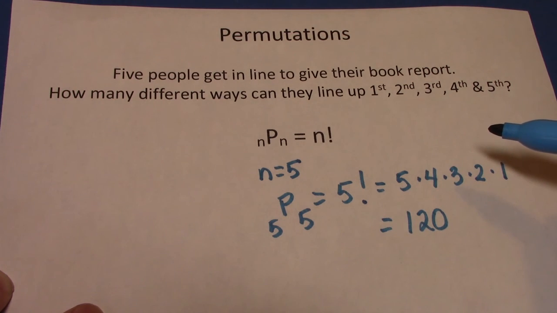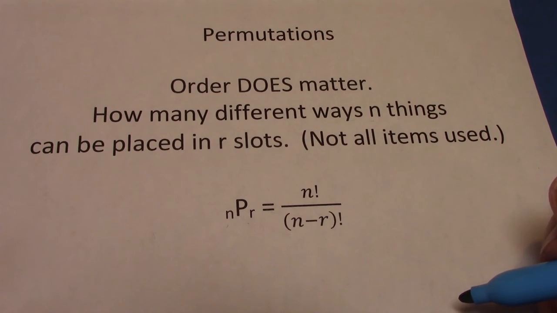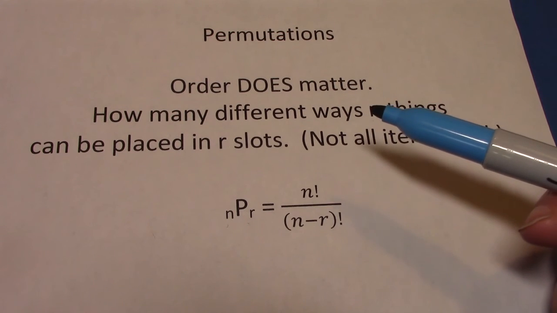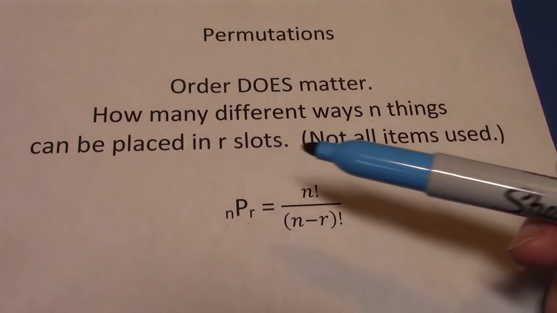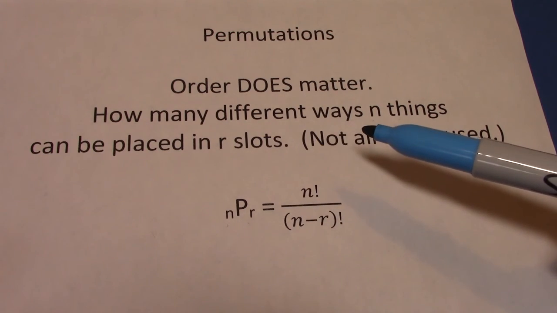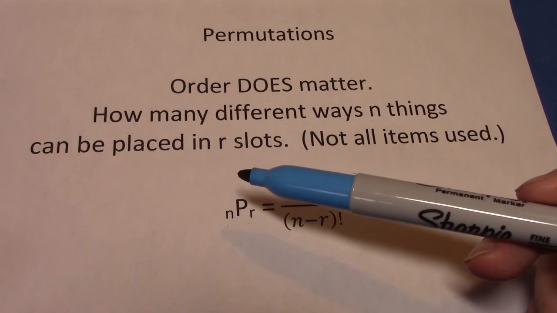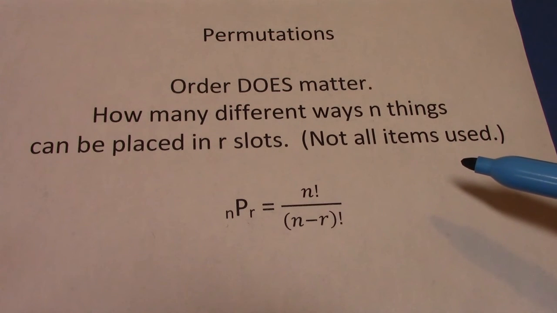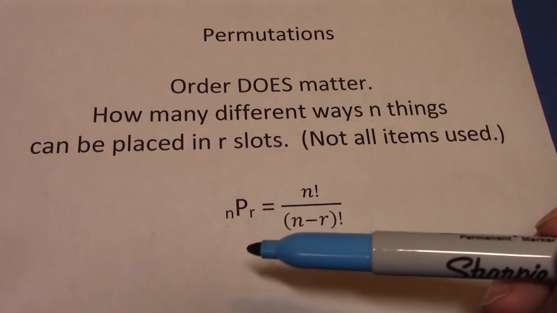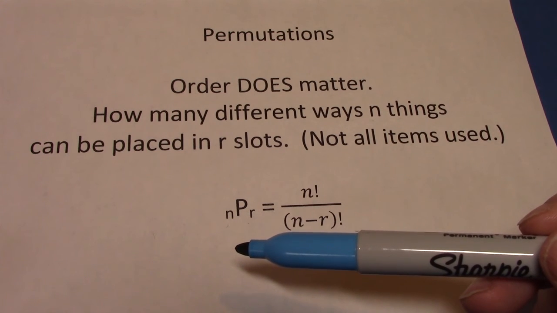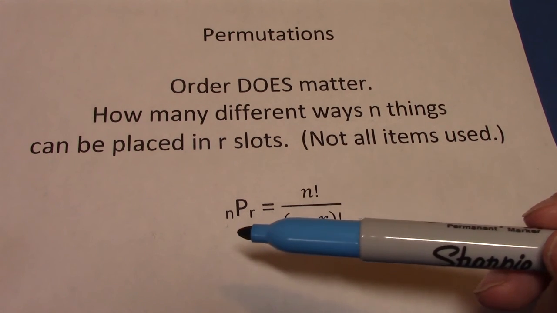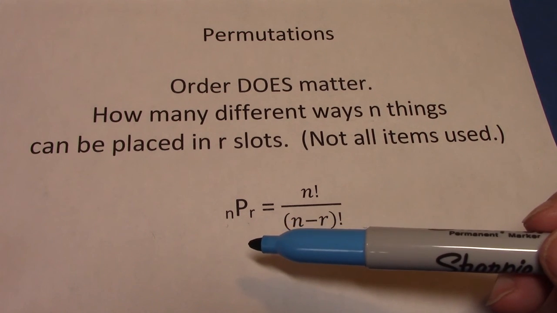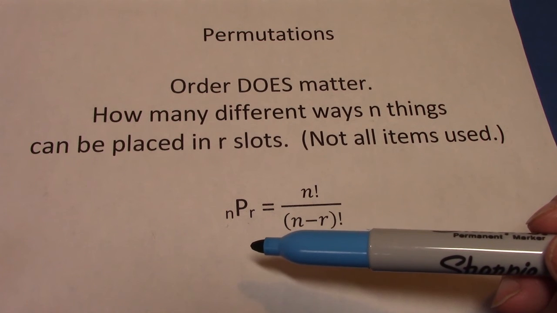Here's the second permutation formula that we're going to look at. And again, it's a permutation, so the order does matter. In this formula, we're considering how many different ways n things can be placed in r slots. R is less than n, so that means that not all the items are going to be used. The formula has more factorials. We just need to know n and r. N is the number of things, and r is the number of slots they're going to be put into.